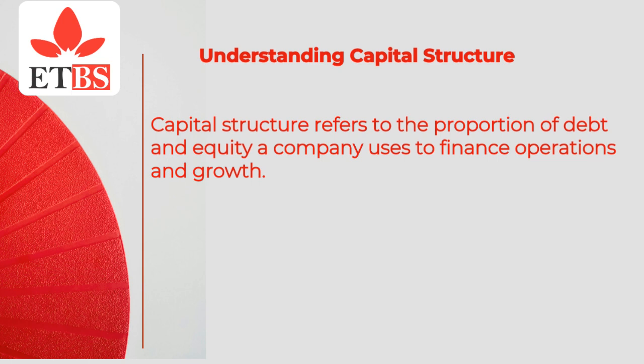Trade-off theory: balances tax benefits of debt with bankruptcy risks. Pecking order theory: firms prefer internal financing, then debt, then equity. Agency theory: debt can reduce agency costs, but increase monitoring costs. C. Optimal capital structure. An optimal structure minimizes WACC and maximizes firm value. Too much debt: high financial risk and interest burden. Too much equity: dilution of ownership and control.